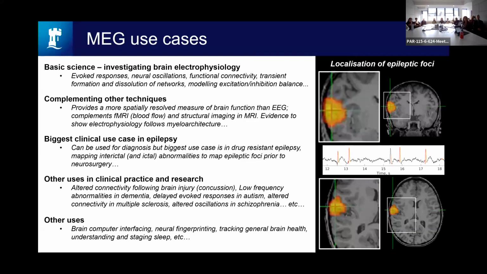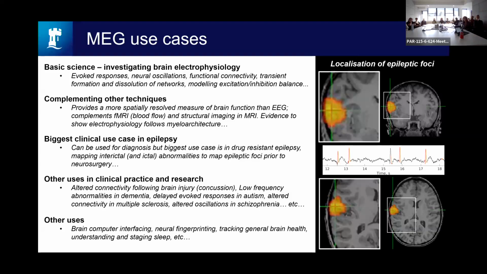The biggest clinical use case of MEG is epilepsy, so this is epileptic data. These spikes in red are epileptic spikes. They're things that shouldn't be there in the electrophysiological data. And we can work out where those spikes are coming from. That provides useful information for neurosurgeons.